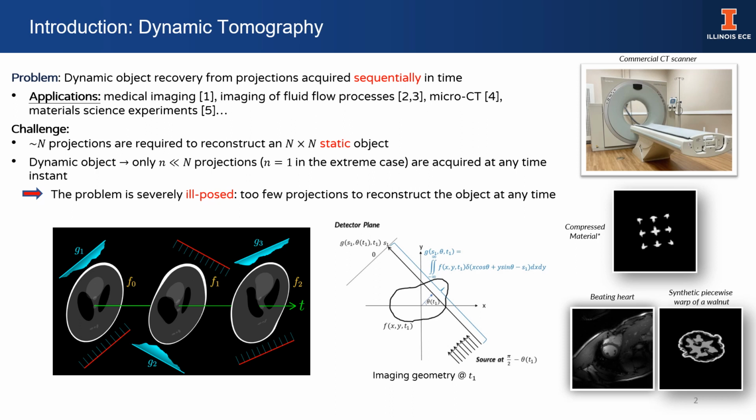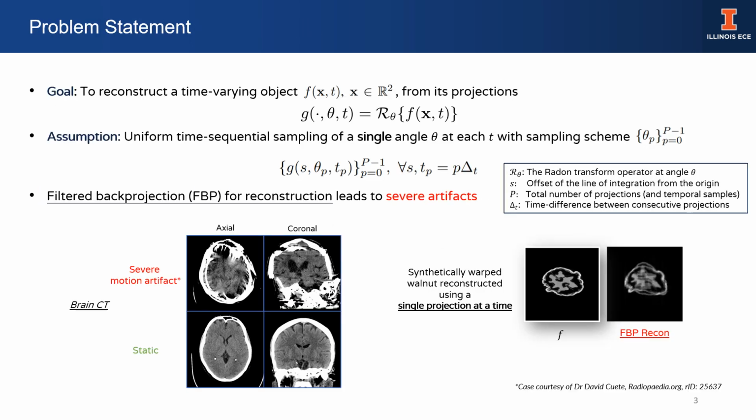Since the object evolves in time, only a few projections are available at any time instant, only one in the extreme case. They are insufficient to reconstruct the object at any time, making the problem severely ill-posed. The acquired data are the set of projections g obtained with uniform time-sequential sampling using the Radon transform. If the object was static, it could be reconstructed using filtered back projection. However, inconsistent time-sequential projections lead to severe artifacts.